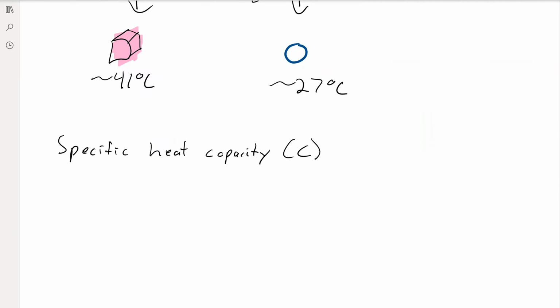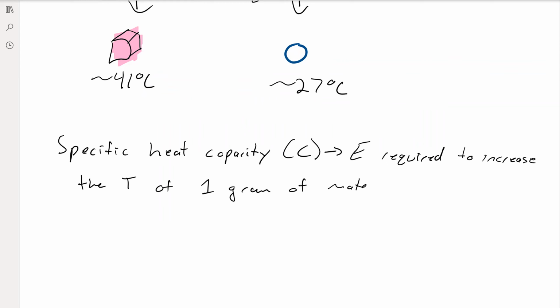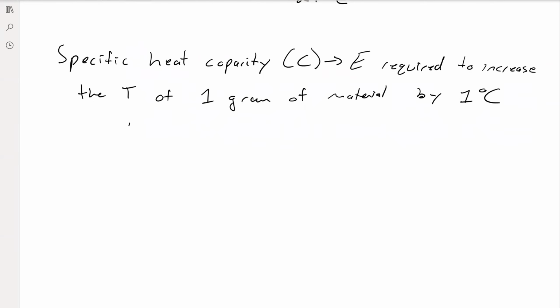It gets a capital C as the symbol, and it's defined as the energy required to increase the temperature of 1 gram of material by 1 degree Celsius. And this comes from a property of the material. So every material has its own specific heat capacity.